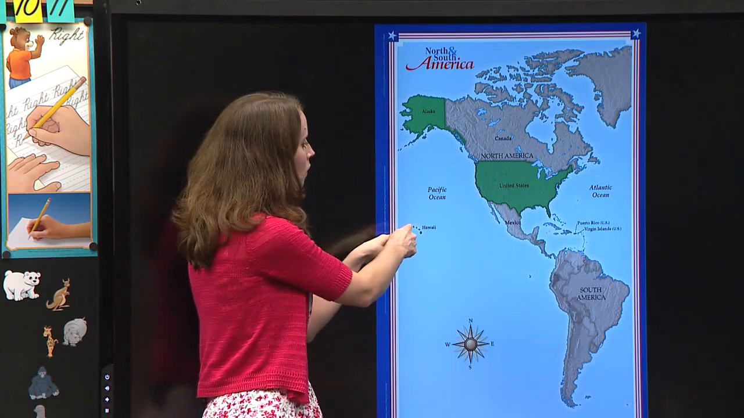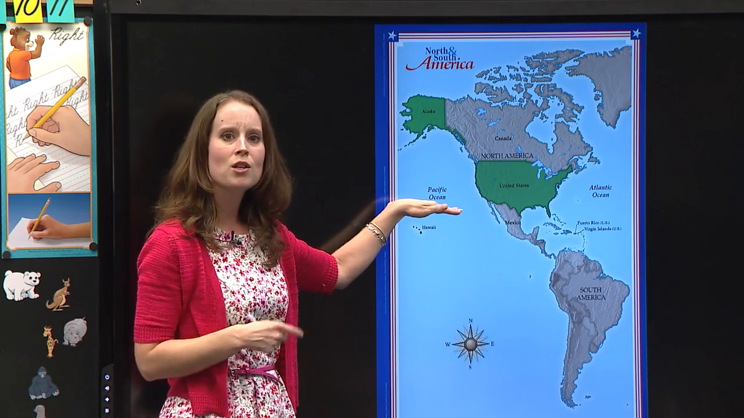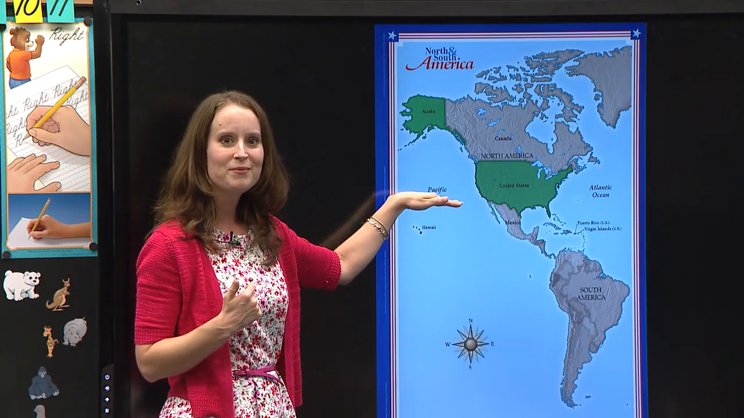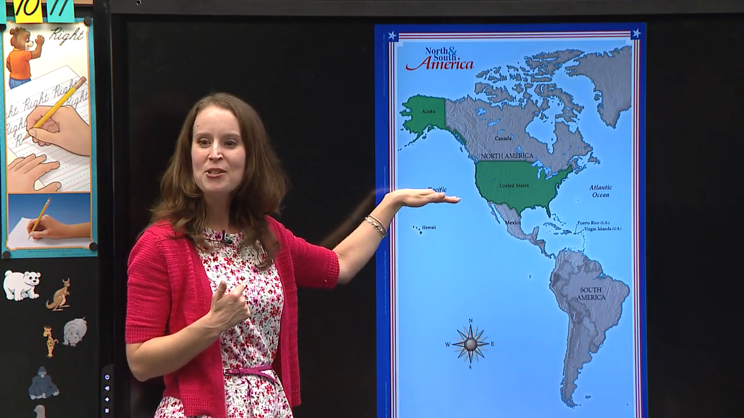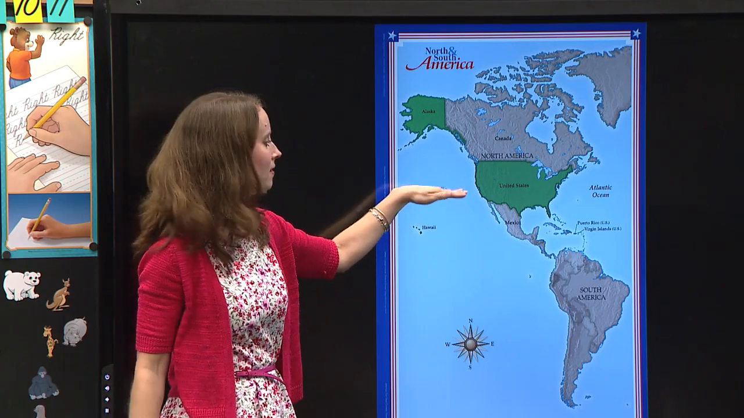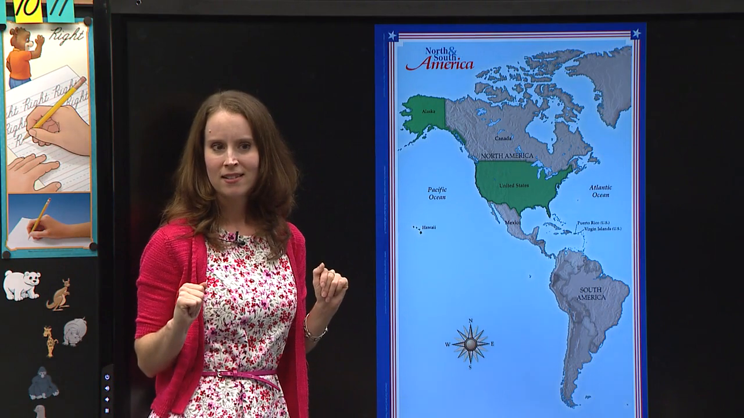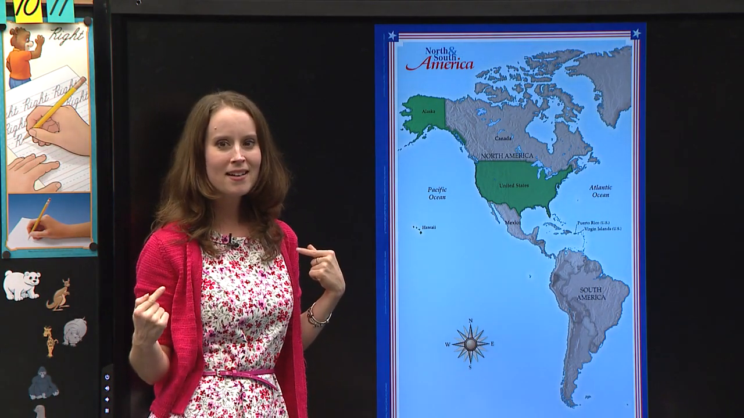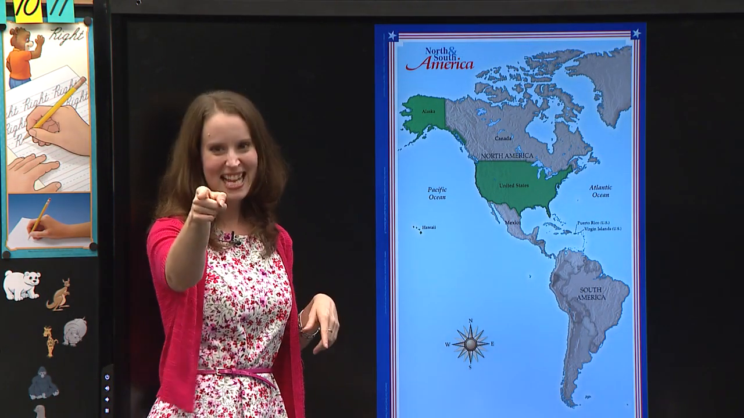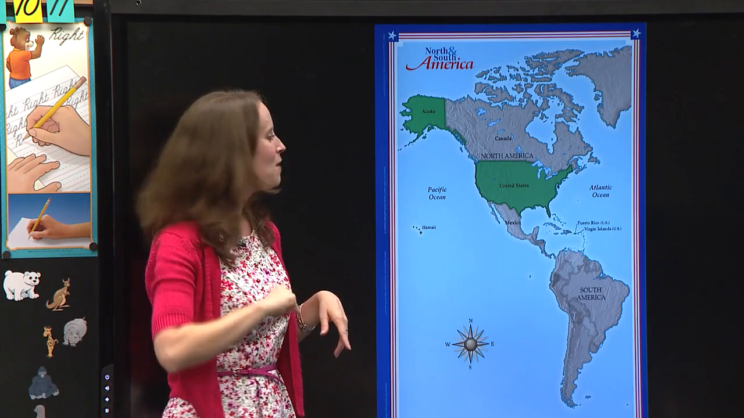But notice what's over here, and remind me of what this ocean is called, boys watching. And what is this ocean called, Titus? It's our largest ocean. The Pacific Ocean. That's it. Boys watching, did you get it? It's called the Pacific Ocean.